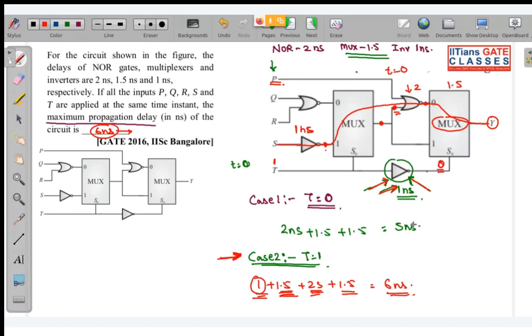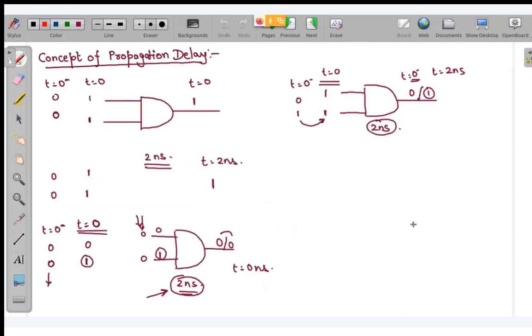Before time equal to 0 nanosecond, T is already 0. You don't know that. For the last case, I have assumed it like this. Now, there might be a case something like this also. Let us assume that at t equal to 0 minus, my inputs were 1, 1. At t equal to 0, my inputs are now 0, 1. So you can see your output is making a transition from 1 to 0 after 2 nanoseconds.